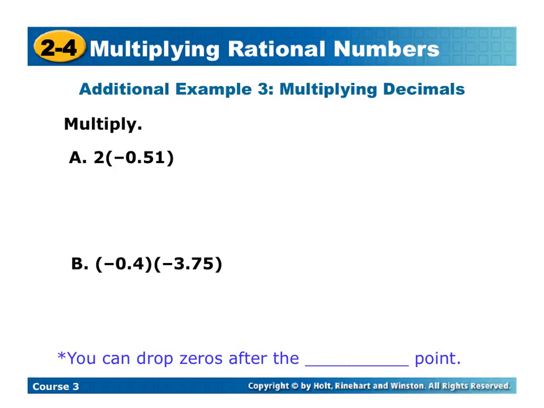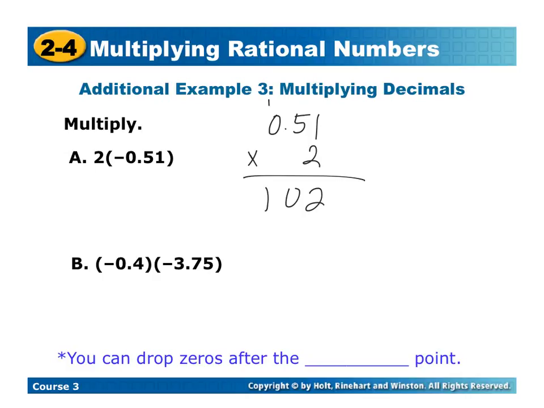So our first example is 2 times negative 51 hundredths. Now unlike when we are adding or subtracting, we don't have to worry about lining up decimals. So here I'm going to take my 51 hundredths and multiply it by 2. Notice I'm not even going to worry about my negative sign. I'm going to take care of that at the end. 2 times 1 is 2, 2 times 5 is 10, 2 times 0 is 0, plus 1 is 1.